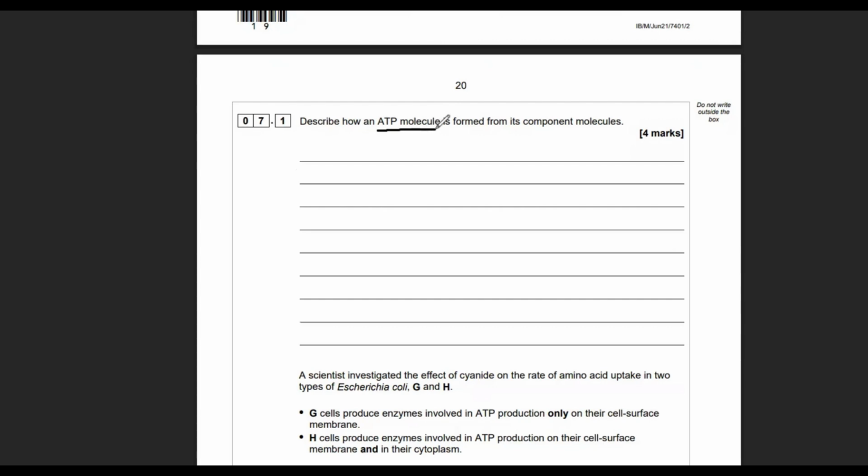And that will get us some of those marks. And then how is it formed? I.e., what is the reaction that forms it? So let's go ahead and draw an ATP molecule so that I know what I'm talking about.